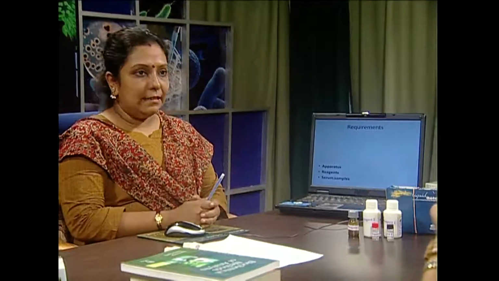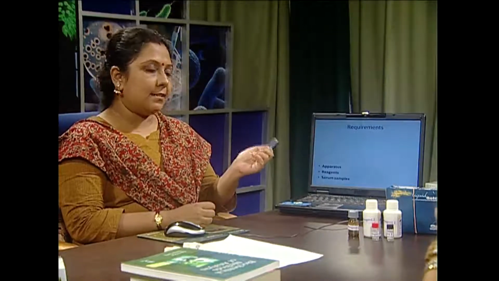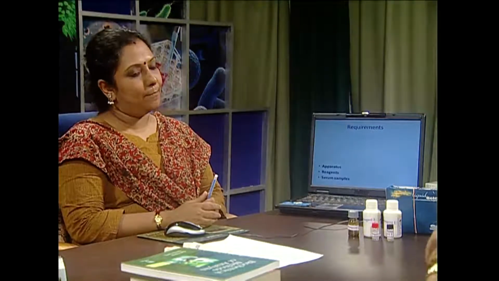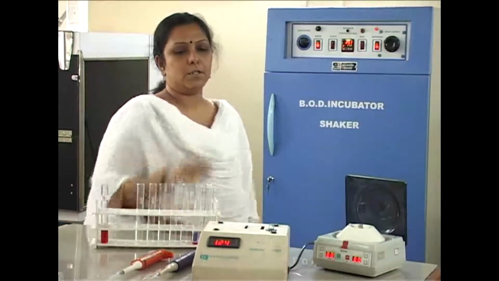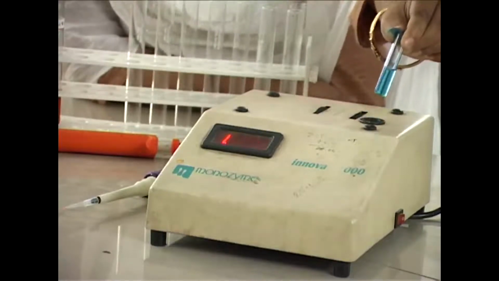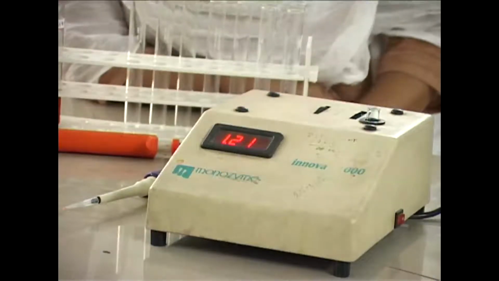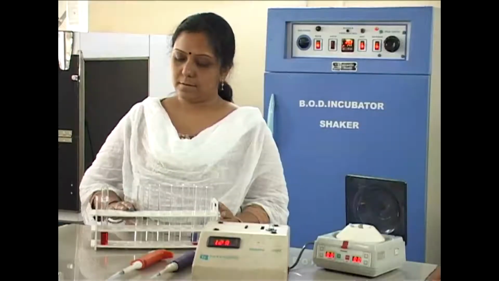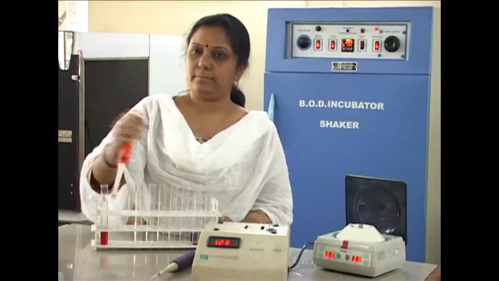Like all other clinical biochemical procedures, you need apparatus, reagents as well as serum samples. As apparatus, we need the incubator, centrifuge machine, colorimeter. So this is the colorimeter where you can measure the amount of azobilirubin present in the 600 to 607 nanometer wavelength range. That is visible. Apart from these, you need test tube rack, test tubes, micropipette for addition. I will show you how to add the components.